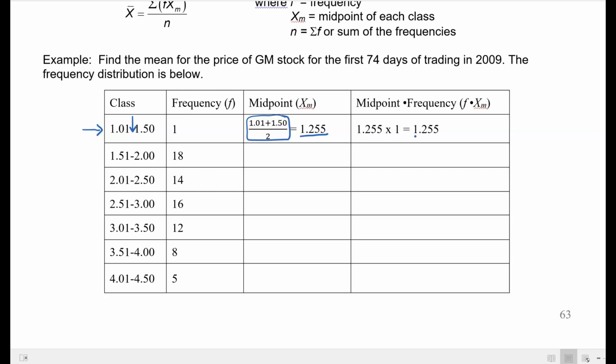So that number times 1 is just 1.255, and we're going to list that here, okay? So let's do it again for the next row. I'm just going to erase this real quick. We're going to find the midpoint of the class.